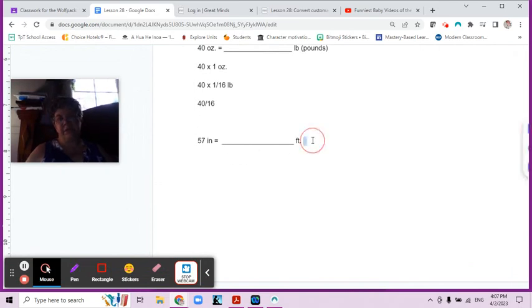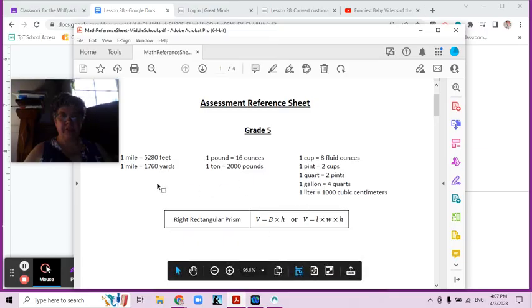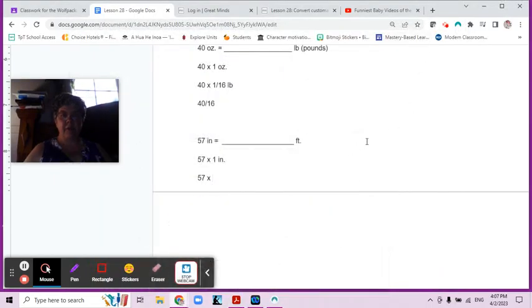The first step is always to substitute 57 times 1 inch. And then 57 times, now I have to ask myself, 1 inch is how many feet, right? Let's look at our reference chart. We don't have very many measurements of length here in our reference chart. So hopefully you know, but let's just write it down. 12 inches equal 1 foot.